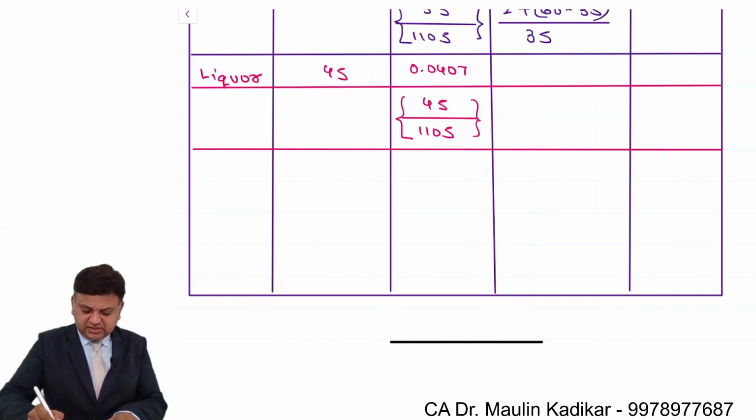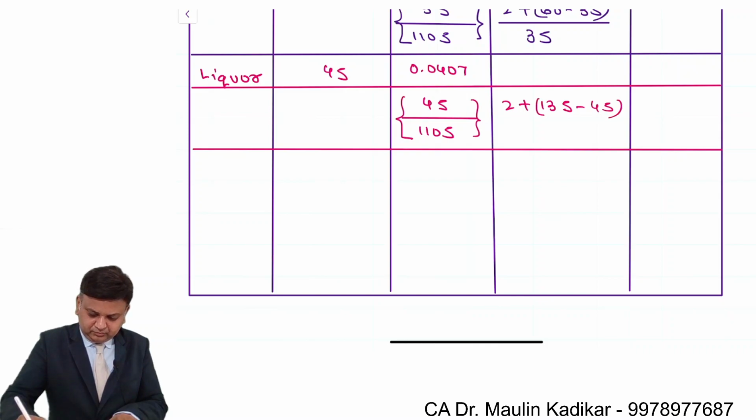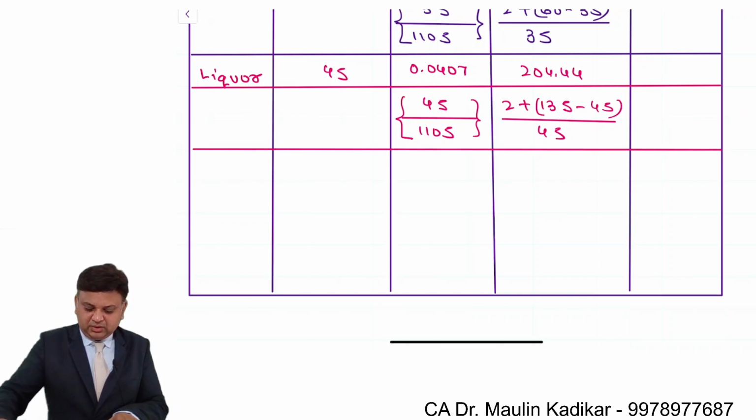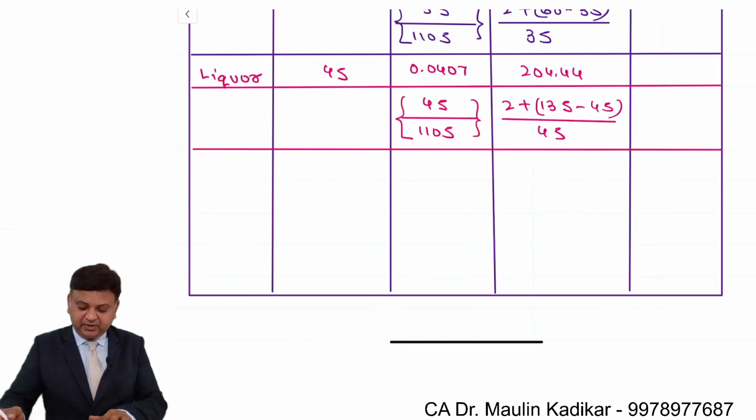As far as the return is concerned, it is 2 plus 135 minus 45 whole divided by 45 into 100. So it is 90 plus 2, 92 upon 45 into 100, 204.44 percentage into 0.0407. So it is 8.32.